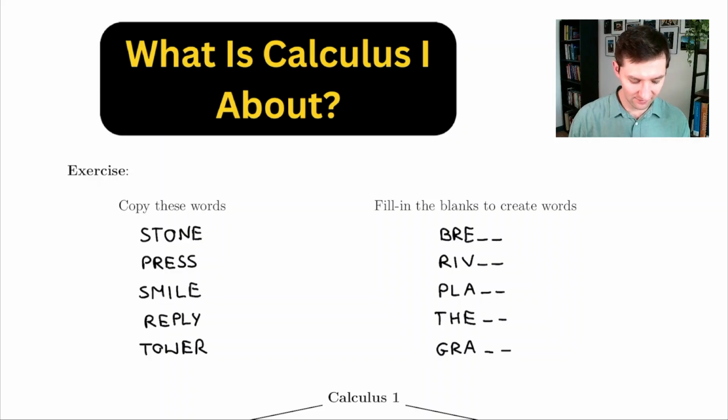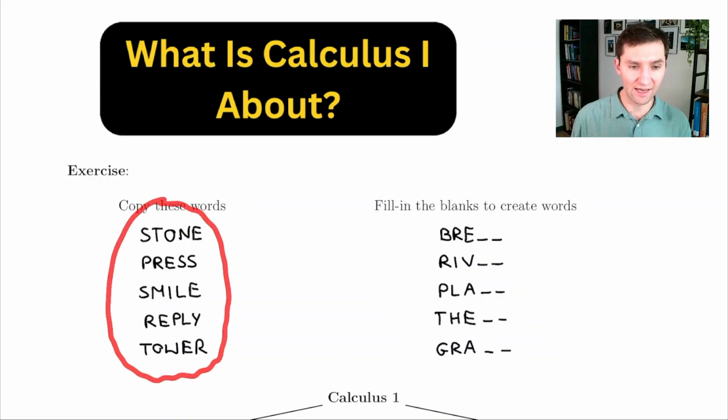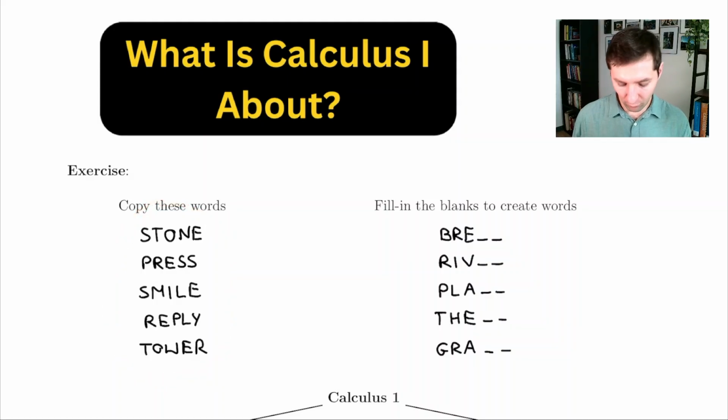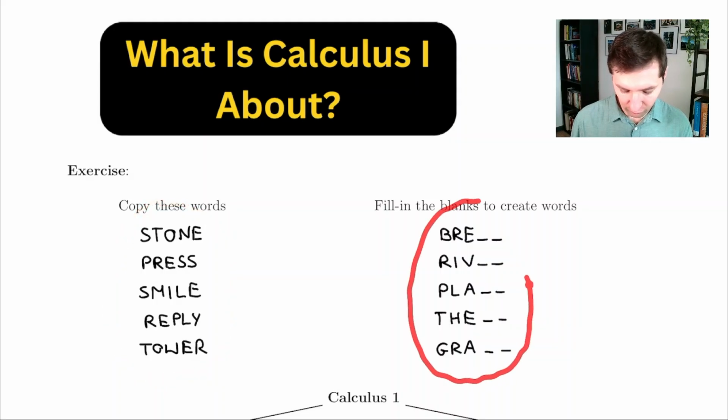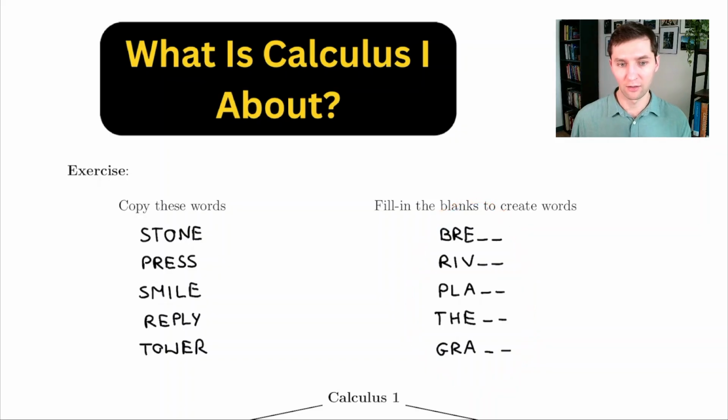Let's start with an exercise. I want you to copy the words in the first column, exactly the way you see them. And then I want you to fill in the blanks to create words in the second column. If you are going to complete only one exercise today, please make sure it's this one. I promise you, you will not regret it. I will come back to this exercise at the end of the video.